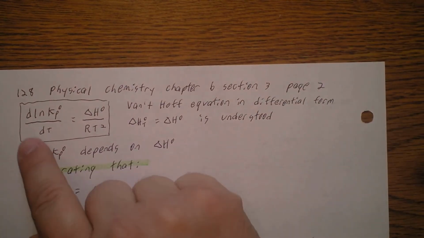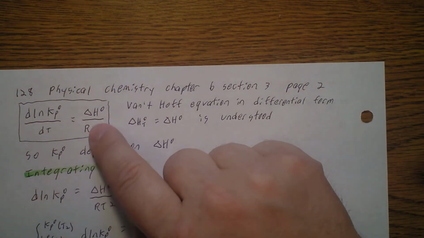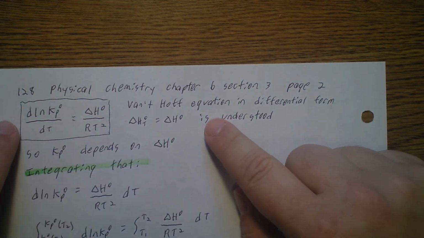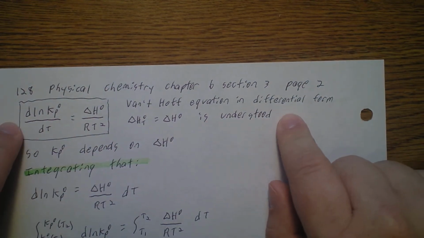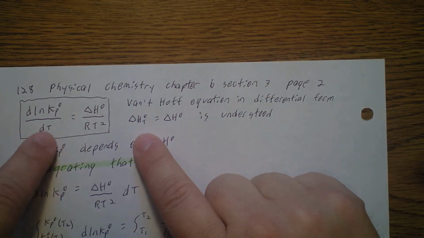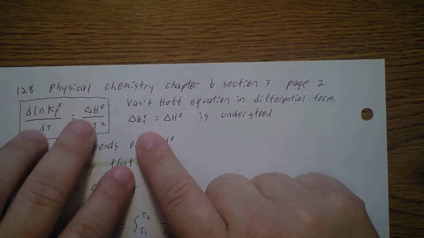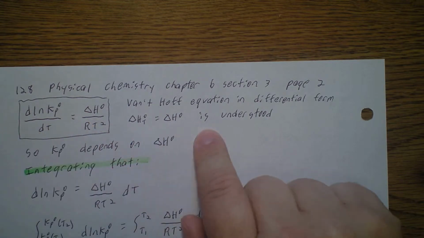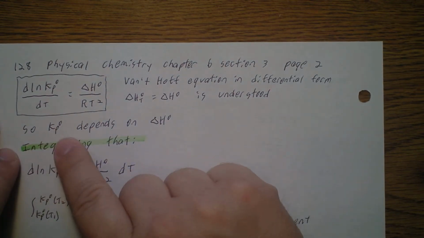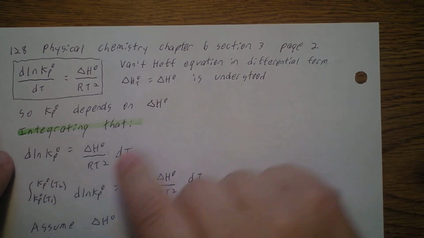So that gives us the derivative of the natural log of Kp0 with respect to temperature is equal to the standard enthalpy change over RT squared. This is called the van 't Hoff equation. This is the differential form of the van 't Hoff equation. So remember, it's understood that this standard change in enthalpy is temperature specific. It's at a certain temperature. So Kp0 depends on the change in the enthalpy at the standard state.